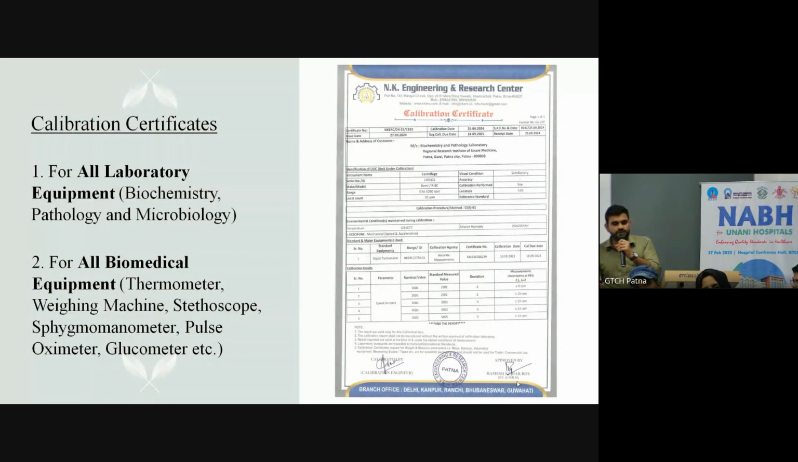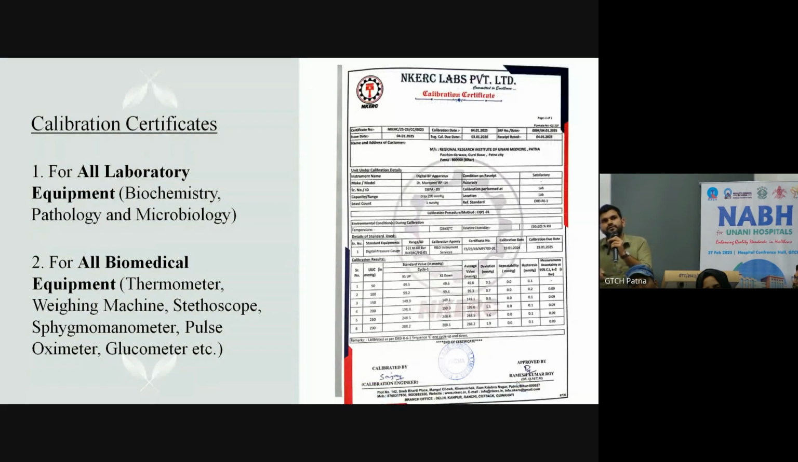Next is the calibration certificate. As Dr. Rajesh sir has explained very clearly, how will the assessor verify that your value is accurate? For that you will need the calibration certificate, and it's mandatory for all the laboratory equipment as well as for all the biomedical equipment. Not only laboratory equipment, it will be needed for the thermometer, weighing machine, stethoscope, and every other biomedical equipment we are having.